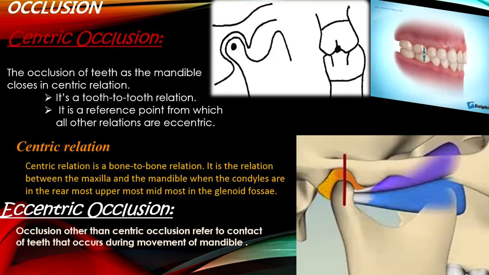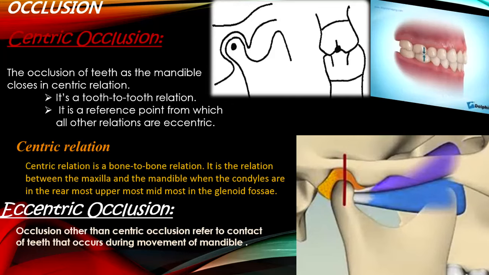قبل ما نعرف different type according to the movement، حروف التعريف لازم نعرفها. First of all, we have centric occlusion, the occlusion of the teeth as the mandible closes in centric relation. It is tooth-to-tooth relation. It is the reference point from which all other relations are eccentric.